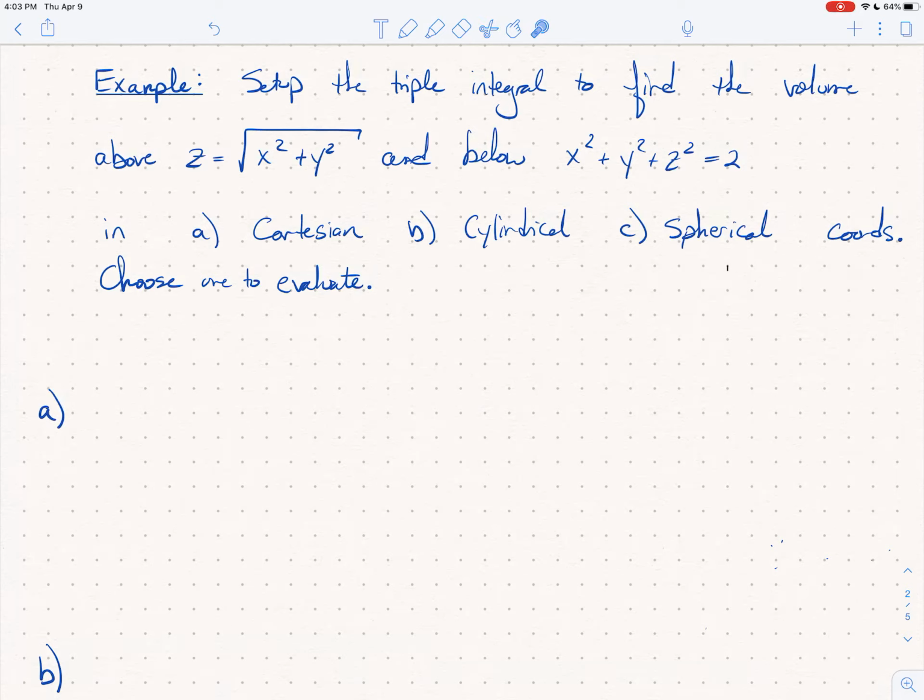All right, we're on to our next problem. We want to find the volume that's above this cone and below this sphere. Hopefully you recognize this as a sphere instantly, and hopefully you've not forgotten that this is a cone. Let me just make a couple of quick comments.